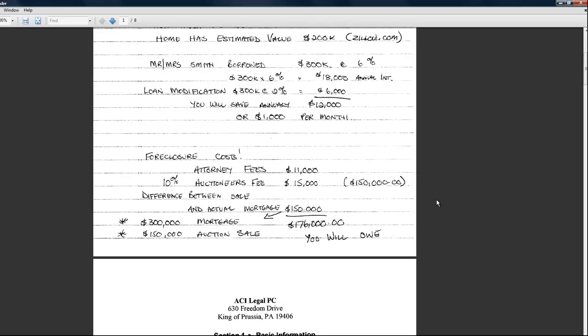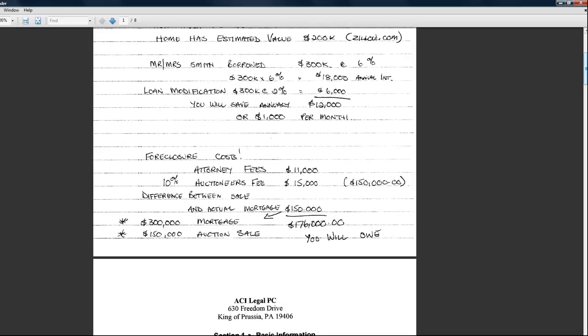The difference between the sale and the actual mortgage is how much the house sold for and how much they owe on their mortgage. In this case, it's $150,000. If you add the attorney's fees, the auctioneer's fees, and the mortgage cost, you've got $176,000, which is what they'll owe. Based on that information, you will then move forward.